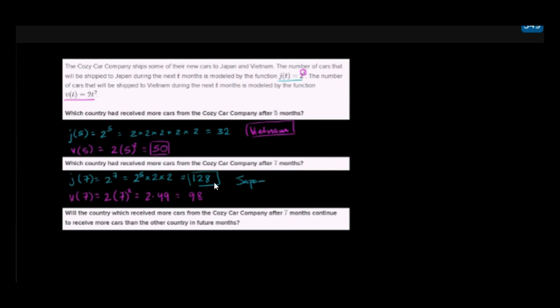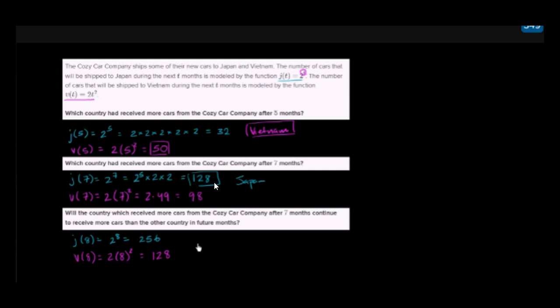And you can see that if we wanted to compare 8 months, so j of 8, this is the exponential function, this would be 2 to the 8th power. This times 2, they'd get 256 cars. And v of 8 is going to be 2 times 8 squared, which is 2 times 64, which is 128. So notice now we would have shipped twice as much to Japan as Vietnam. Okay, we ship more to Japan than Vietnam, but not twice as much.